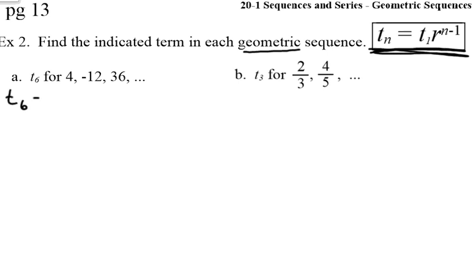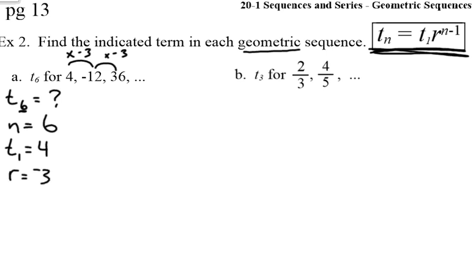As always, I like to list what we don't know and what we do know. Term 6 is what we don't know, but we do know if we want term 6, there's 6 terms that we're dealing with. N is 6. We do know that T1 is 4, and we do know if we do a quick inspection, 4 to negative 12 is times negative 3. Negative 12 times negative 3 is positive 36. So we know that our R is negative 3. So now we can solve.